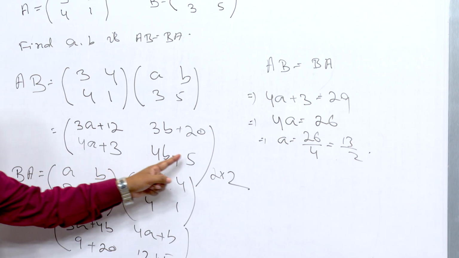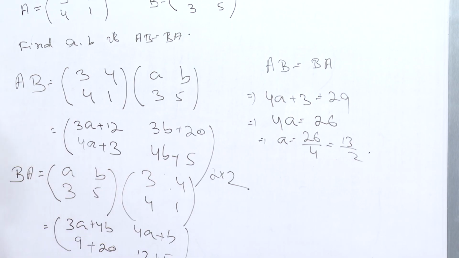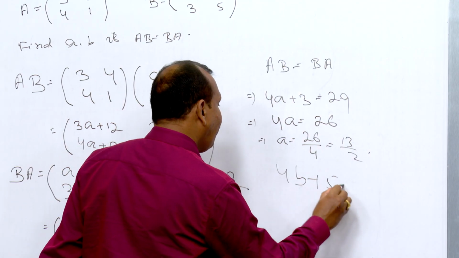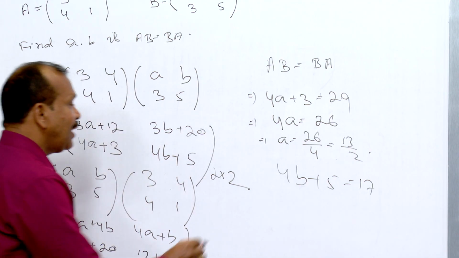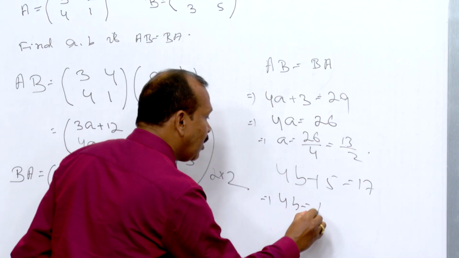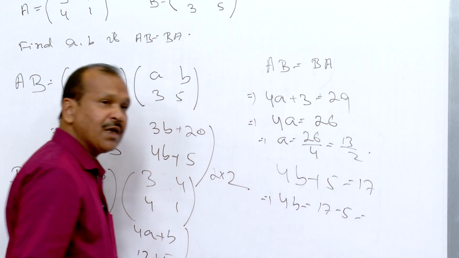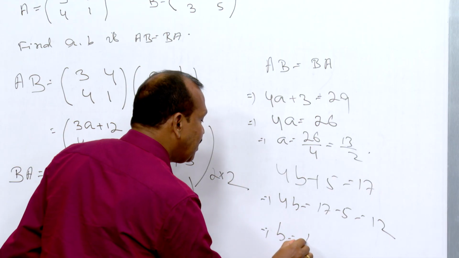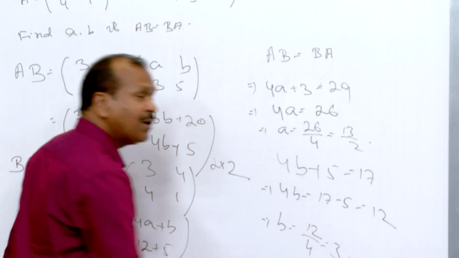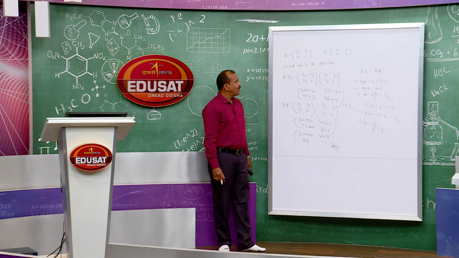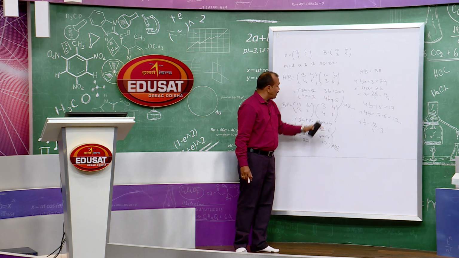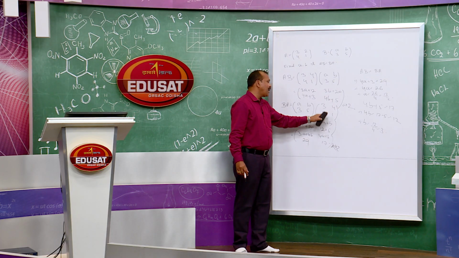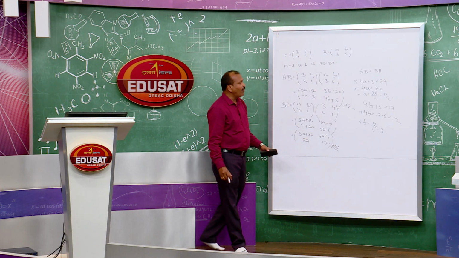Similarly, 4b plus 5 is equal to 17. So this implies that 4b is equal to 17 minus 5, that is equal to 12. So this implies that b is equal to 12 by 4, that becomes 3. Similarly, we take 3b plus 20 is equal to 4a plus 4b. Now we can solve and find the values of a and b.